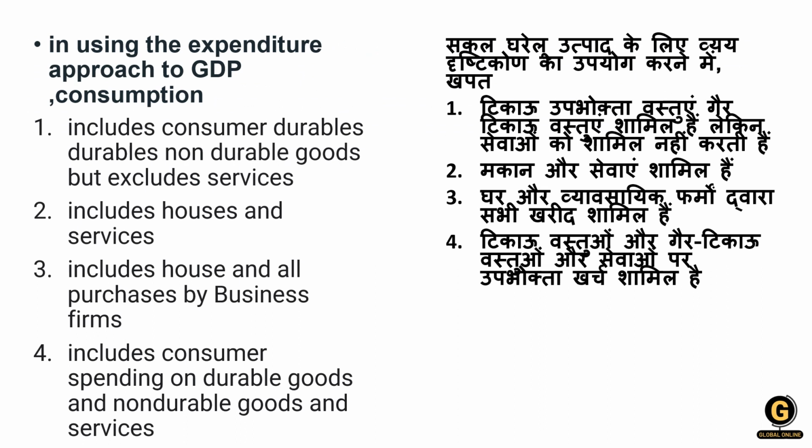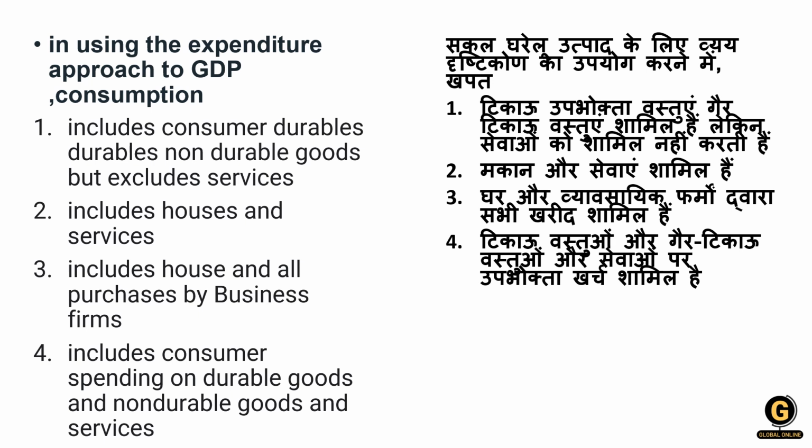Now the next question: in using the expenditure approach to GDP, consumption is. We have two approaches in GDP counting. One is the income approach and the second is the expenditure approach. Now, according to the expenditure approach, what is consumption? We have to tell that from these options. Let's see the options.